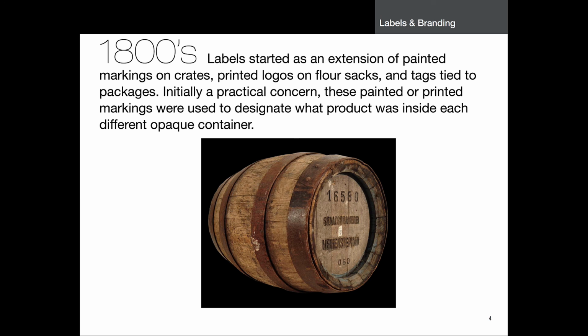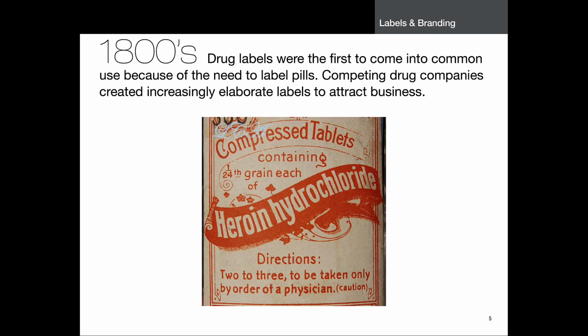Labels also took off as an extension of the markings that would be seen on crates or on casks, because obviously you couldn't see into them. There needed to be a way to see what was in there. So the labels could be mechanically produced and not have to be painted by hand.